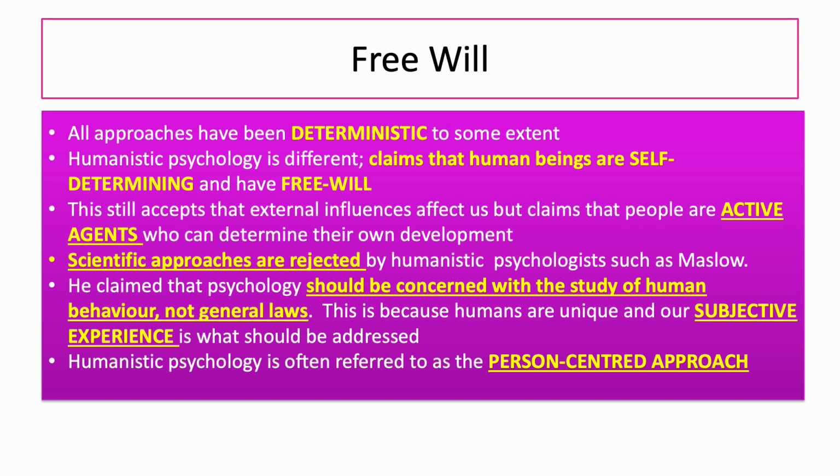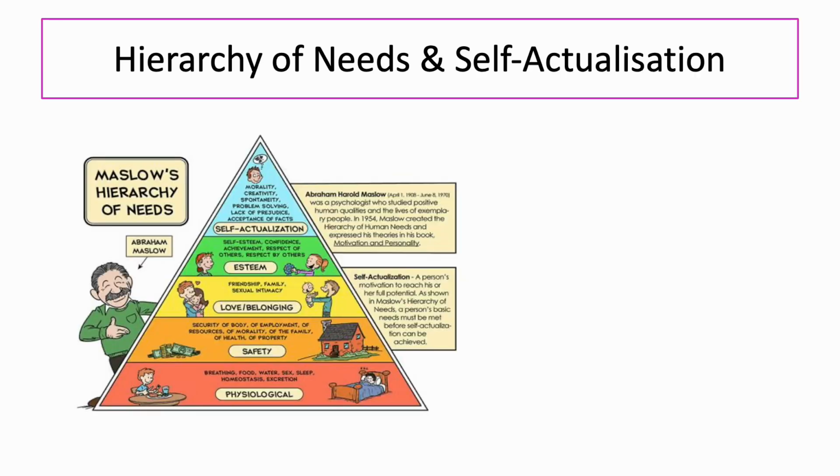And then psychology should be concerned with the study of human behaviour and not general laws, not trying to create experiments and generalise all of those results to everybody. So they believe humans are unique and it's the subjective experience of each individual that needs to be addressed, which is why it's sometimes known as the person-centred approach. So then we move on to the hierarchy of needs and self-actualisation.